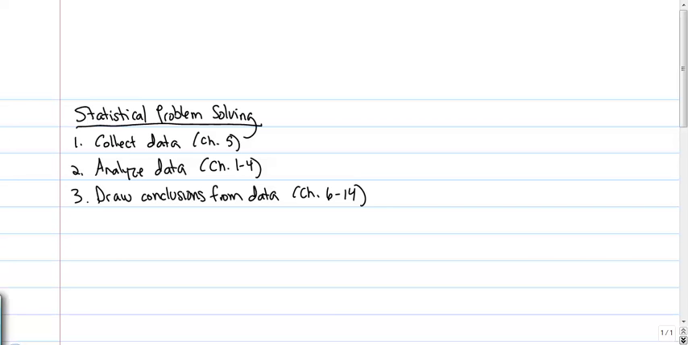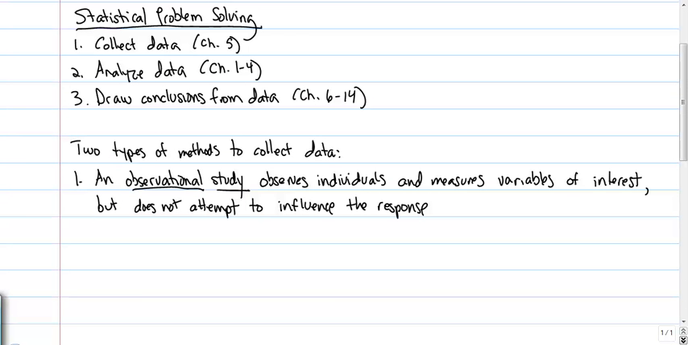Generally speaking, there are two types of methods that we can use to collect data. The first one we'll talk about is what's called an observational study. An observational study observes individuals and measures variables of interest but does not attempt to influence the response. An example of an observational study might be presidential election polling, where news organizations try to predict who people are going to vote for president by asking individuals who they're going to vote for and trying to draw conclusions about how the entire population might vote.